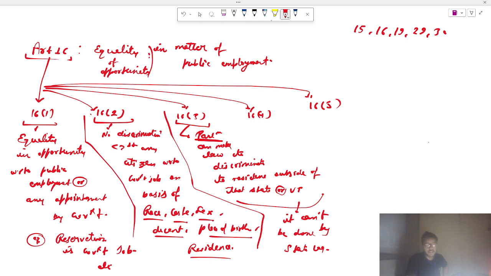So Article 16 clause 1 says equality in opportunity with respect to public employment and appointment of the government. Article 16 clause 2 says no discrimination against any citizen on the basis of caste, sex, religion, descent, place of birth, residence, or any of them. Article 16 clause 3 says that parliament by law can make provisions to not allow persons who are not residents of that particular state from applying for the government job. Now, let's read Article 16, Clause 4 once, then we will move further.